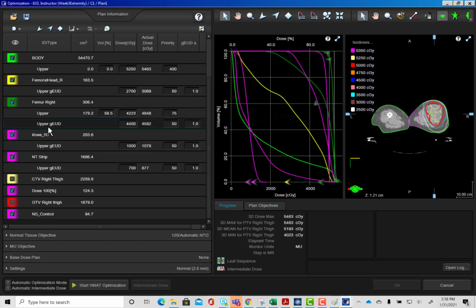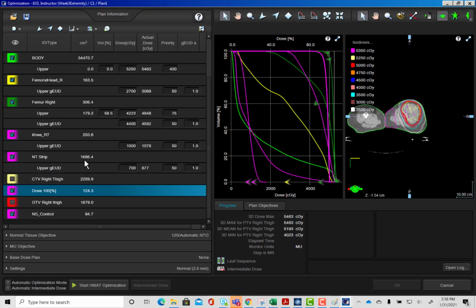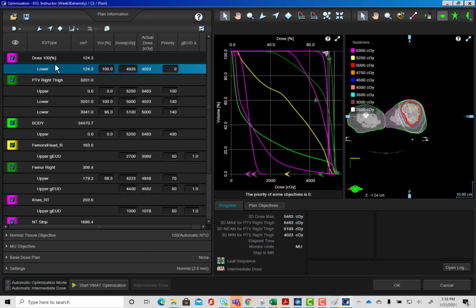I'm going to add those two in. Okay, so I'm going to add a lower on this. This contour now represents all the cold spots of our PTV, right? So it's right here, and it's less than 5,000, because it's all cold. So I'm going to put slightly over our prescription dose just to try to make sure it gets there.